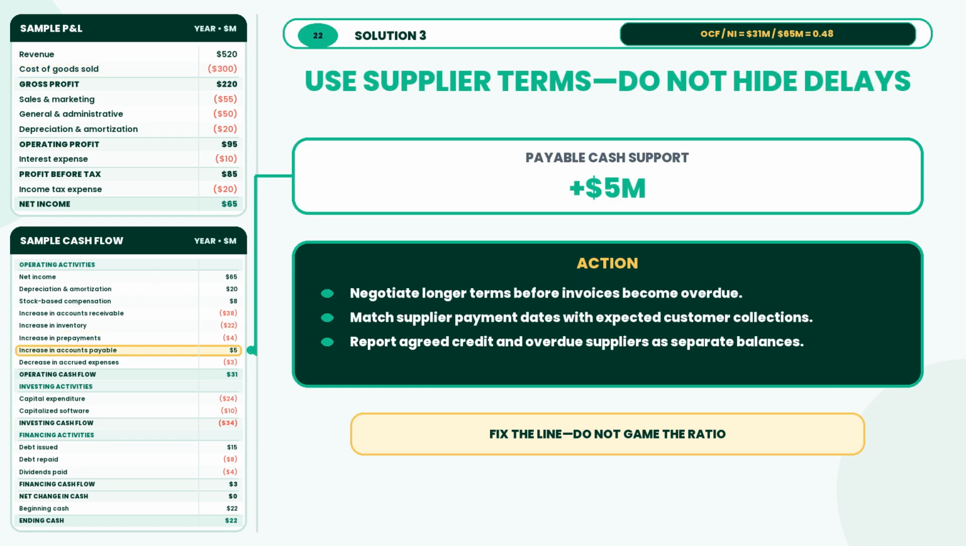Solution 3 points to payables. Negotiate agreed supplier terms and align payment dates with collection cycles. Use discounts only when the return is attractive. Do not create a better cash ratio by hiding overdue suppliers inside the 5 million increase.